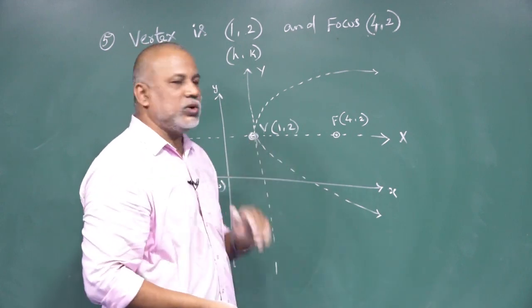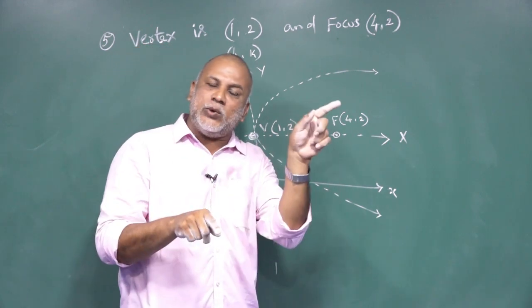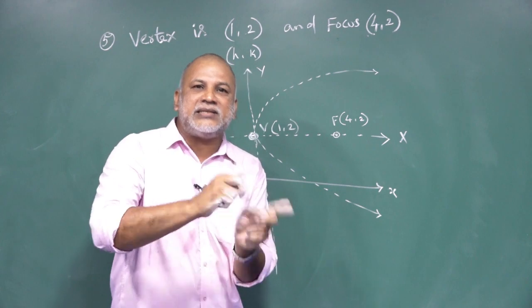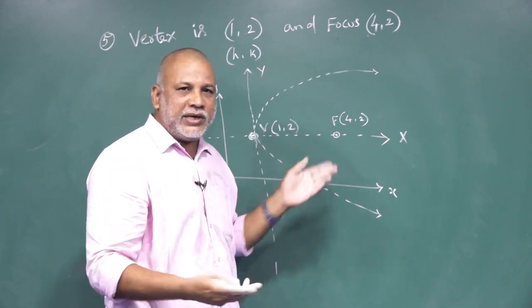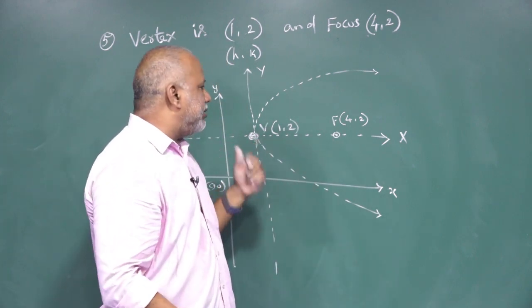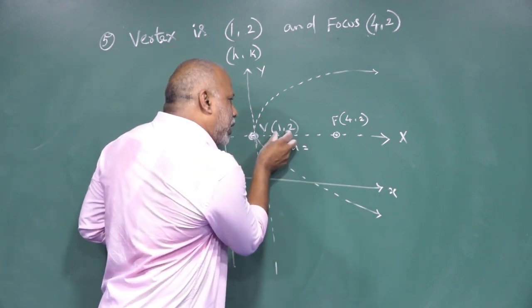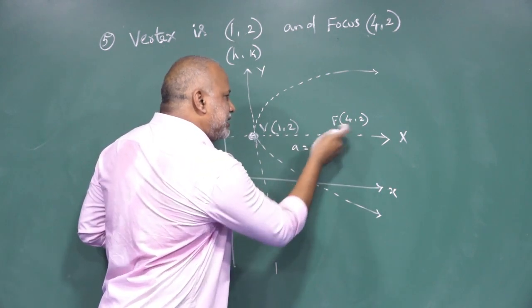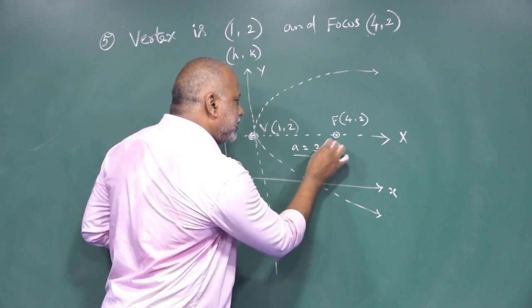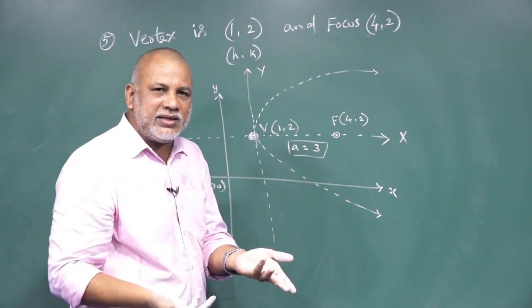See, vertex, focus. Then what is the meaning of the value of A? I already explained. It is the distance between V and F. See, V is 1, 2, F is 4, 2. What is the distance between these two? Here 1 unit, here 4 unit. Then subtract, we can get 3. Just subtract, we can get the distance.